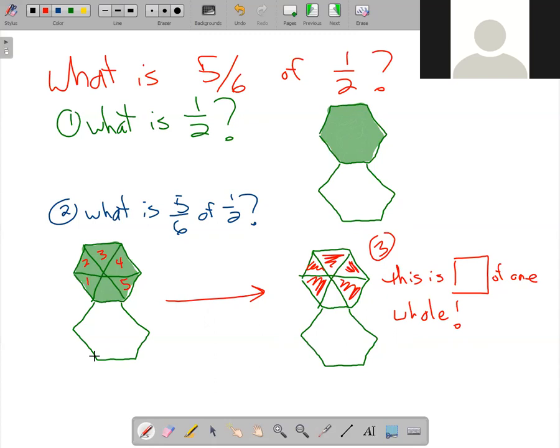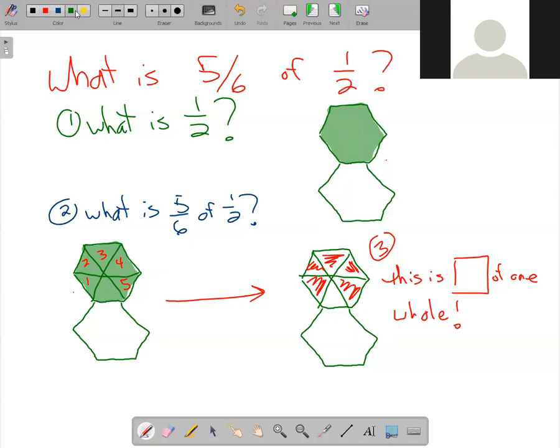So the first time I draw it, I draw what half of a whole looks like. Then I try to show, okay, what's 5/6 of that half? There are 6 pieces, I counted 5 of them, right? So then I need to know what part of a whole is that? Well, I just took those 5 pieces. What part of the whole have I shaded?